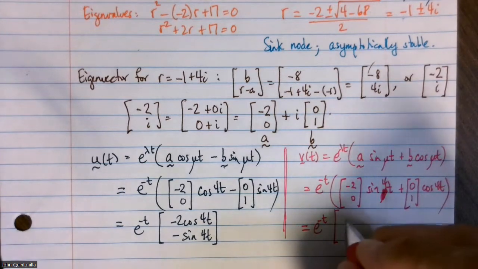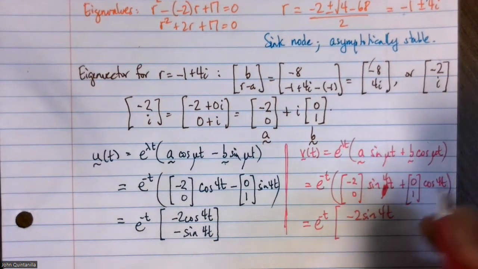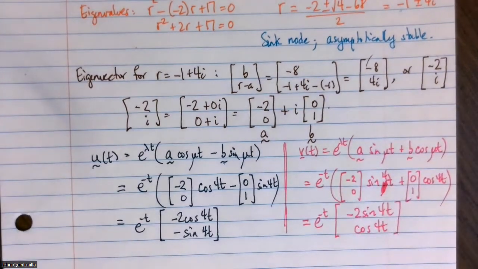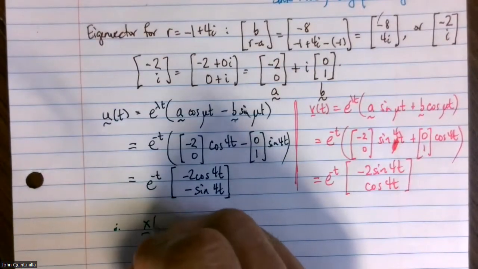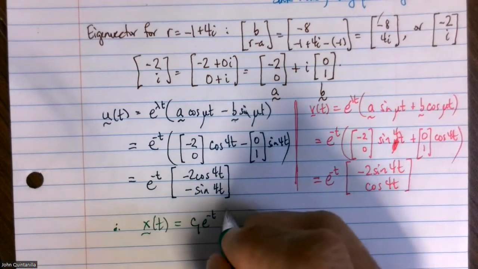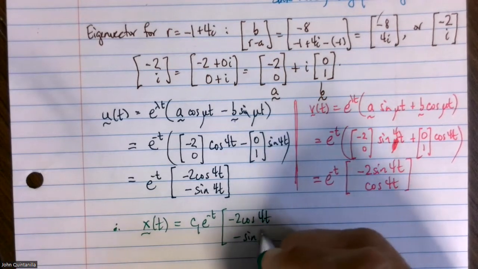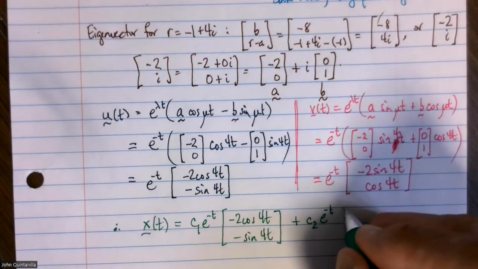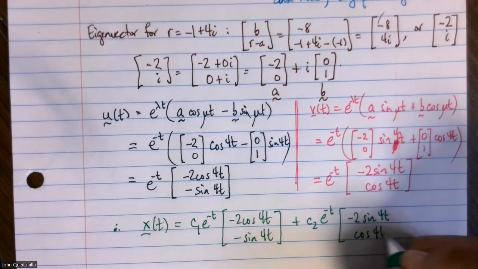And so this is going to be -2 times the sine of 4t plus 0, then 0 plus 1 cosine of 4t. And so I can combine these to get my general solution that x of t is equal to c1 e to the minus t times negative cosine 4t minus sine 4t, plus c2 e to the minus t times -2 sine of 4t, cosine of 4t.